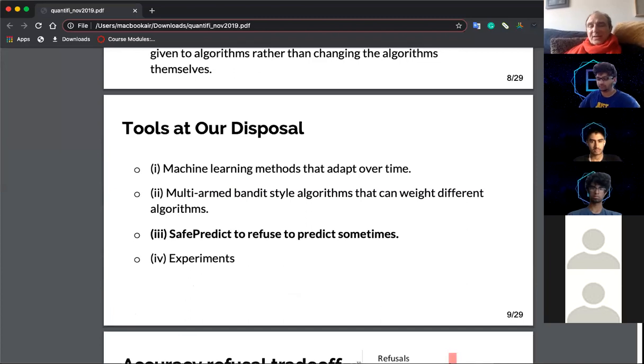All right, so all of that stuff was invented by other very smart people. Now I'm going to talk to you a little bit about the work that we've done, and we call it SafePredict. The basic idea here is that we're going to refuse to predict sometimes. Remember the example I started with, where the buddy of your cousin said, you know, buy the stock, that probably you want to refuse.